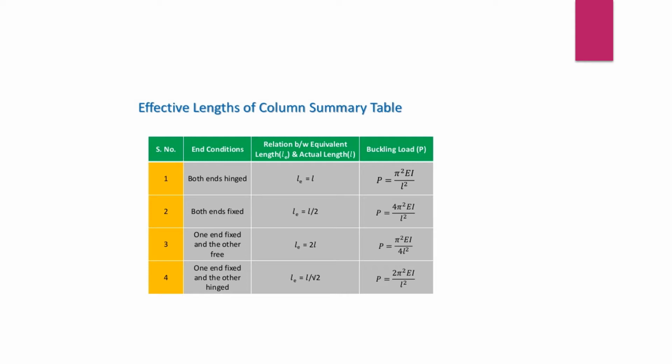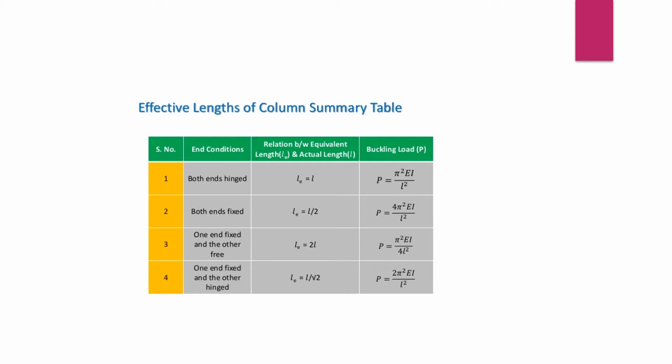For both ends fixed, LE is equal to L by 2. If one end is fixed and the other is free, then LE, the effective length, will be equal to 2L. If one end is fixed and the other end hinged, then LE will be equal to L divided by root 2. Understand? So these are some formulas which we can use while solving numerical problems.